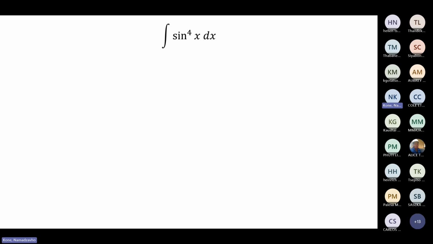Now, any suggestions? What is it that we can do? Because now the power is even and we've got only one name and there's no integral of sine to the power of nx dx on the list.